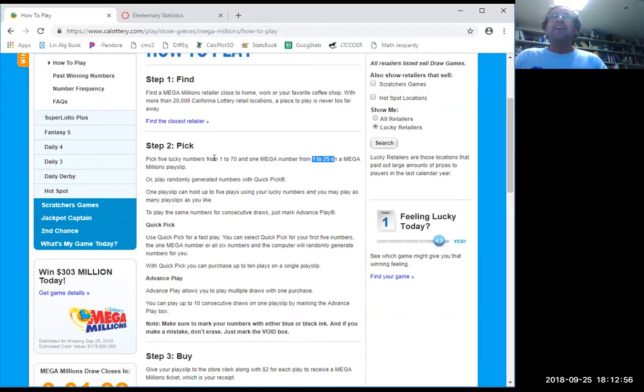It changes more than once a year in terms of the rules. So most people don't even notice, but I notice. So we need to pick 5 lucky numbers from 1 to 70 and 1 number from 1 to 25. You got it? So how many different numbers from 1 to 70 are there? How many different sets of 5 unique numbers are there from 1 to 70?